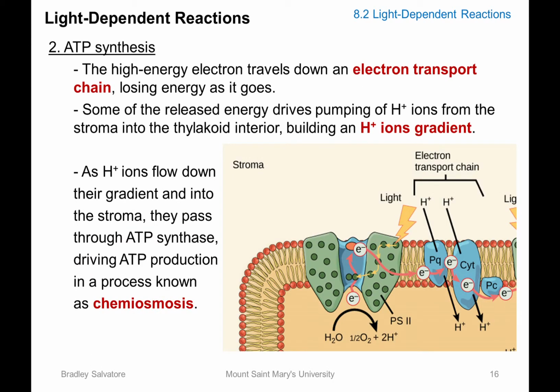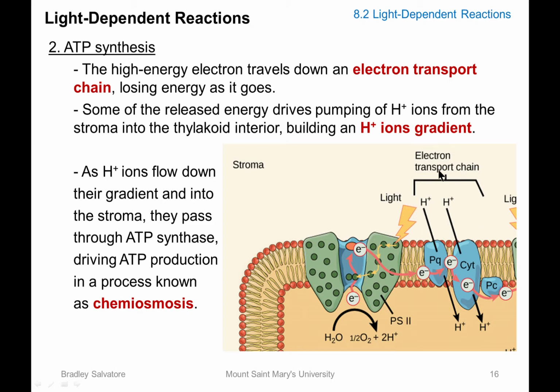And then for the next step, that electron will be passed down a bunch of proteins, like what you saw in the electron transport chain in cellular respiration. This is the same process. You have a high energy electron that will be passed down into this electron transport chain. It will lose energy as it goes down this pathway. However, that energy is not being lost.